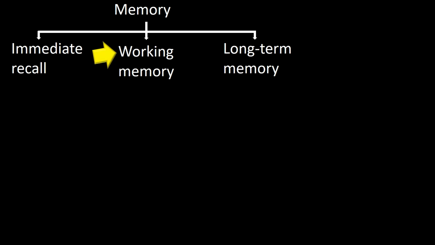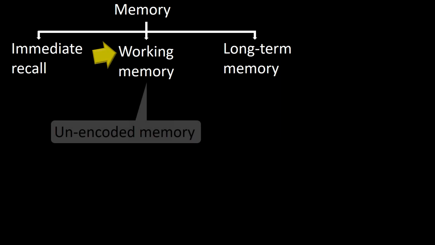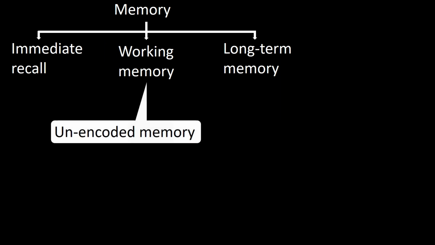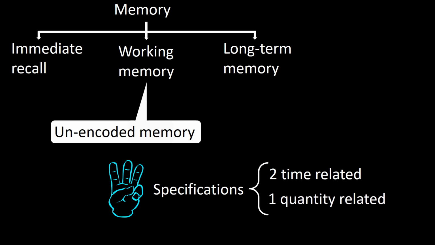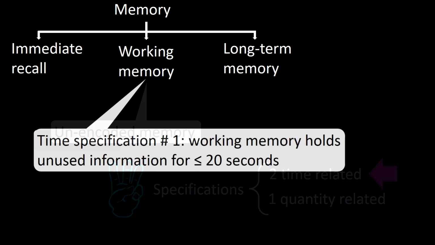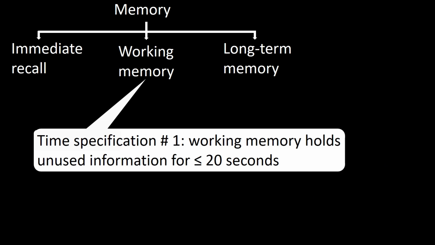The second division of memory is working memory. Working memory is also an unencoded memory. Working memory has three specifications. Two are time-related. One relates to quantity. I will first address the time-related specifications. The first one is that working memory holds information not currently being used for just about 20 seconds and no more.